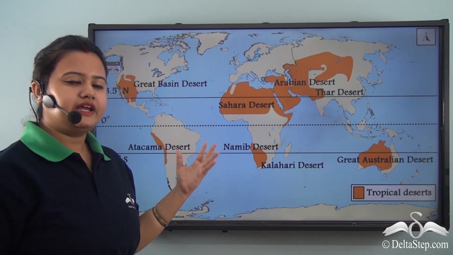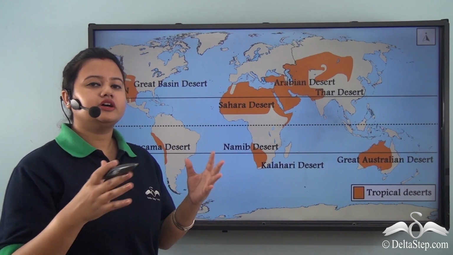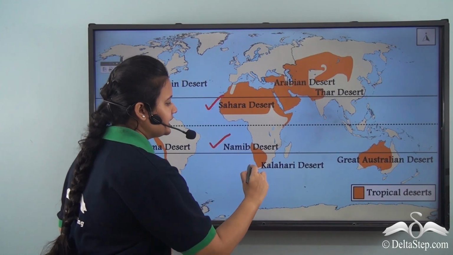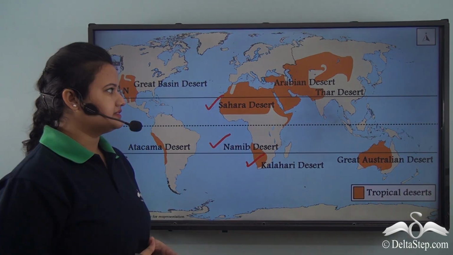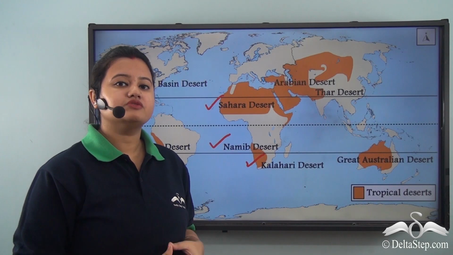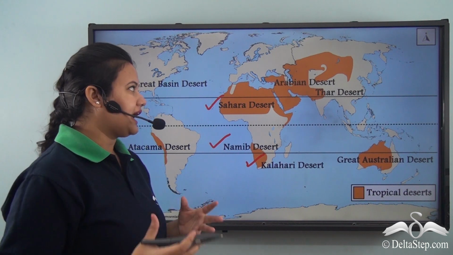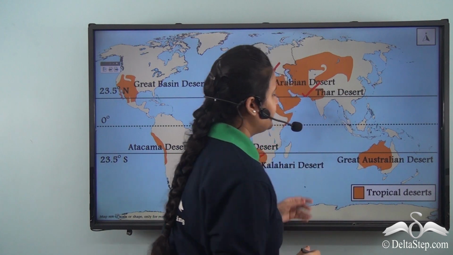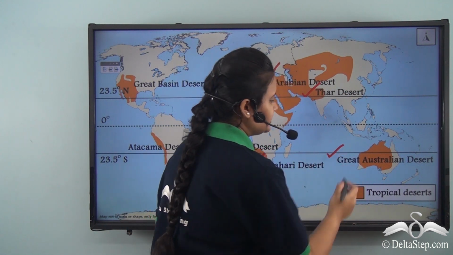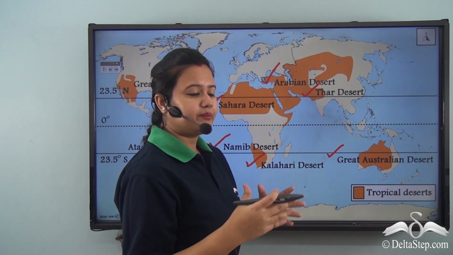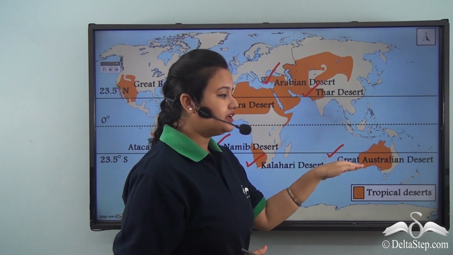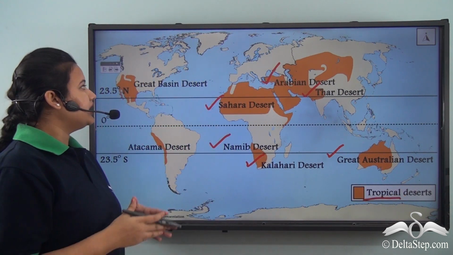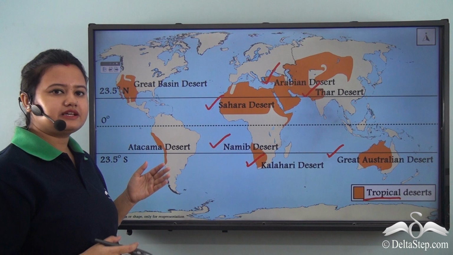Now, these hot deserts are spread across all the continents. In Africa, Sahara Desert, Namib Desert and Kalahari Desert are tropical deserts. These deserts are also found in the continent of Asia, and namely they are Arabian Desert and Thar Desert. Great Australian Desert, as we can see here, covers a major part of Australia, and this Great Australian Desert is also a tropical desert.